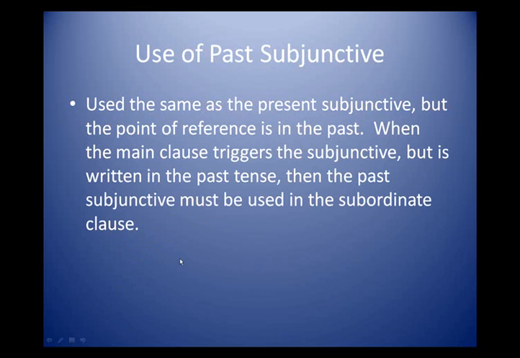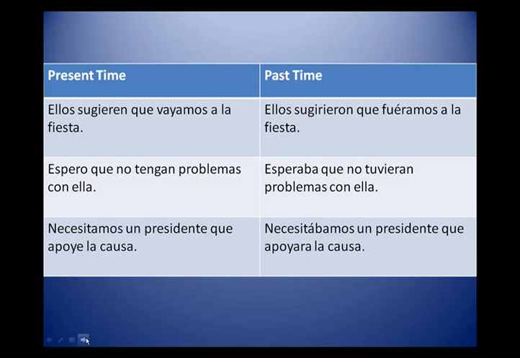Why do we use the past subjunctive? It's used in the exact same way as the subjunctive in the present tense, except the point of reference is in the past. So when there's a verb or verb phrase written in the past tense in the main clause, the subordinate clause is going to use the past subjunctive.